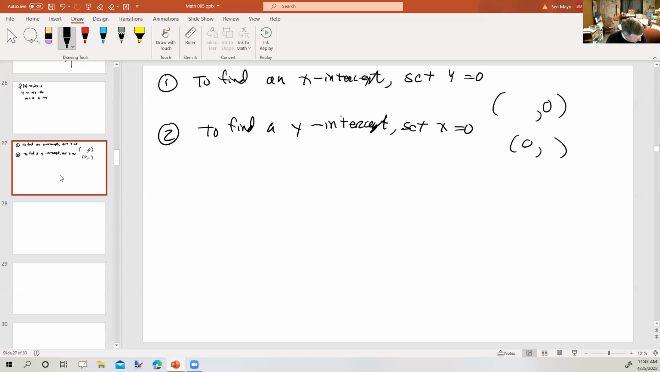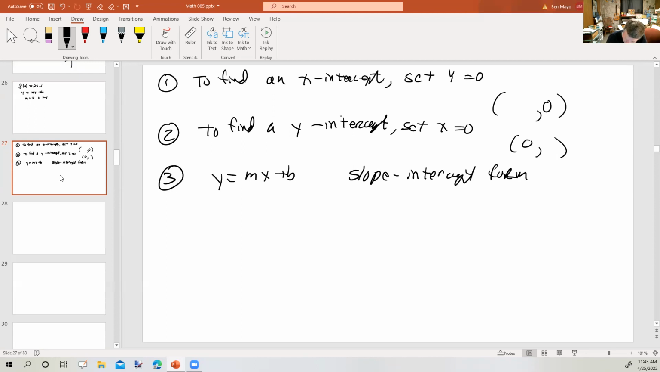All right, another one, we've just talked about it: y equals mx plus b. That's called the slope intercept form, where m is the slope and b is the y-intercept. Okay.